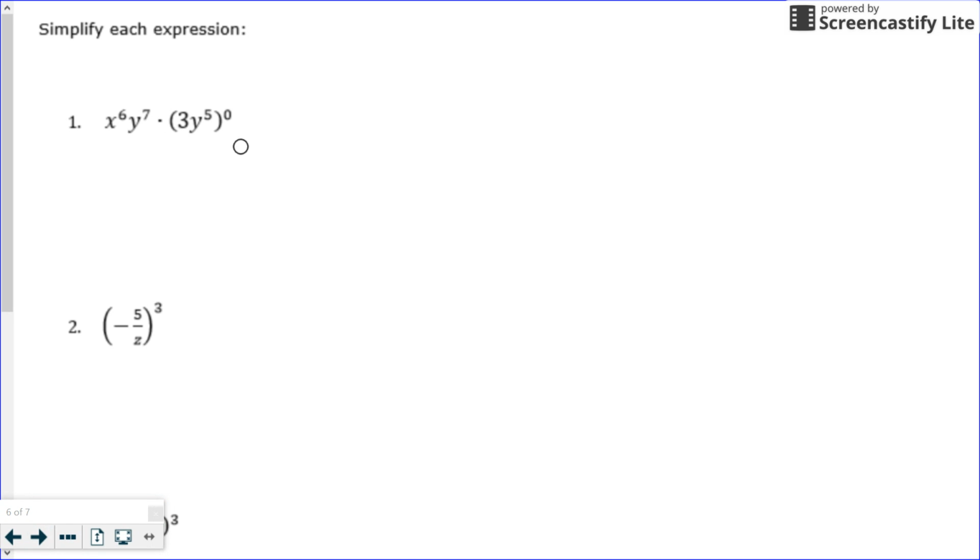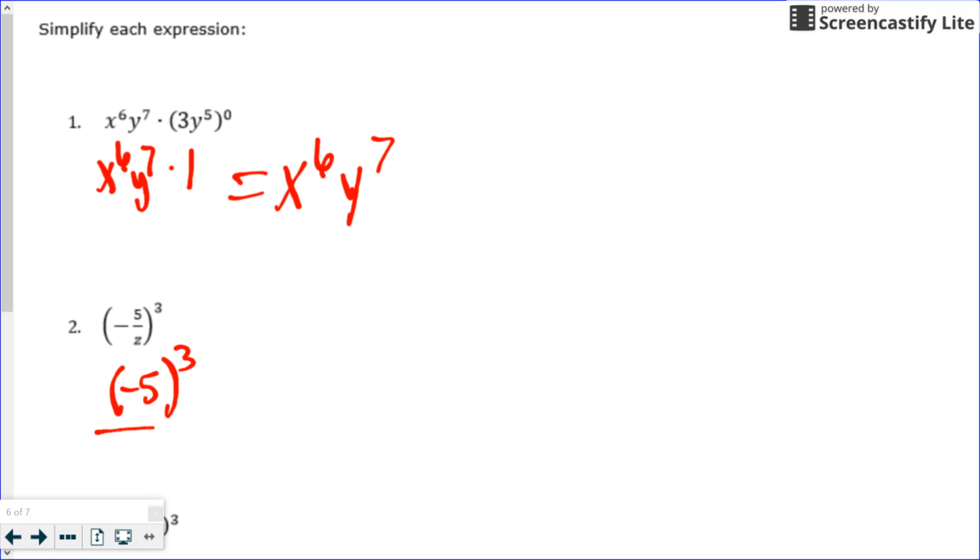Remember over here, anything to the 0 power is just 1. So we got x to the 6, y to the 7th times 1 then, and that's just x to the 6, y to the 7th. For number 2, I've got negative 5 cubed, z to the 1 times 3, which is z cubed. And then negative 5 cubed is negative 5 times negative 5 times negative 5. Plug it into your calculator, put it in your head. Either way, you should come up with negative 125 z cubed.